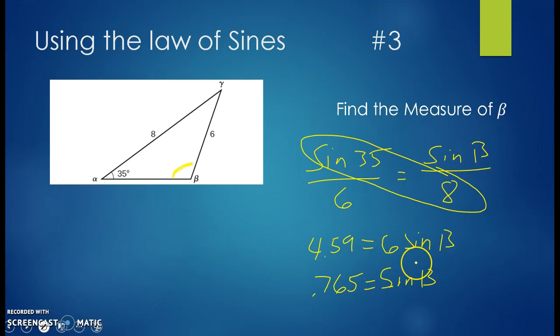Well, then I want to figure out what beta is, so I'm going to take the inverse sine of 0.765. And that gives me a value of 49.9, which means that beta has to be, I'm going to round it, 50 degrees. That's the kind of thing that we're going to be doing with the law of sines. The law of sines by itself is simply the sine of A over a equals the sine of B over b equals the sine of C over c.